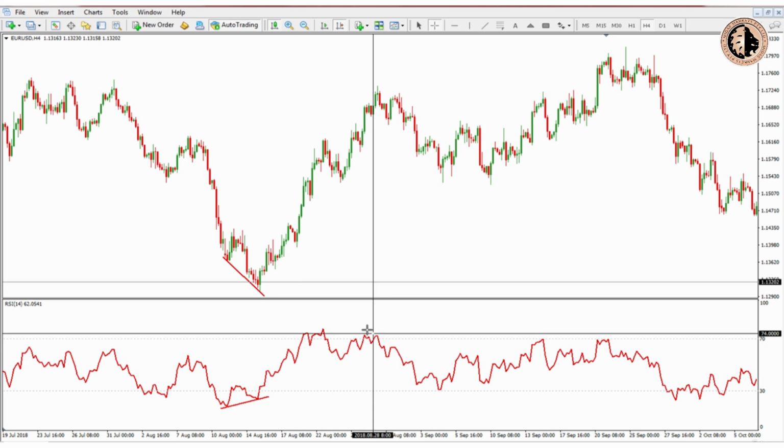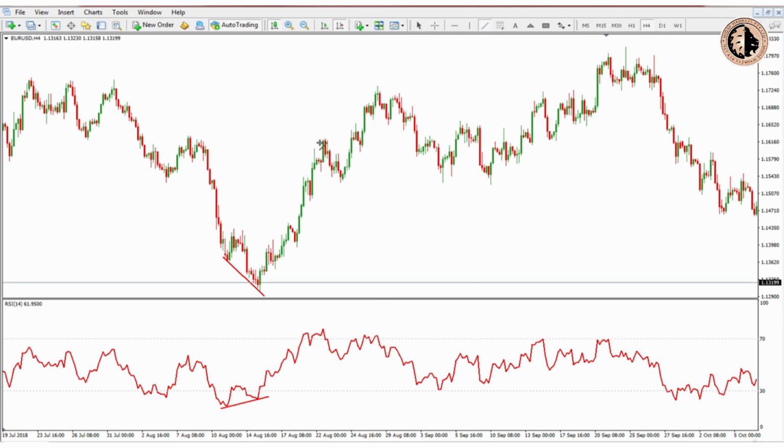We see that the price on the graph makes a higher peak than this previous one, while the oscillator shows a lower peak compared to the previous one. That means we found a divergence. Since the divergence is in the overbought zone, it gives us sell signals, and that is a bearish divergence.